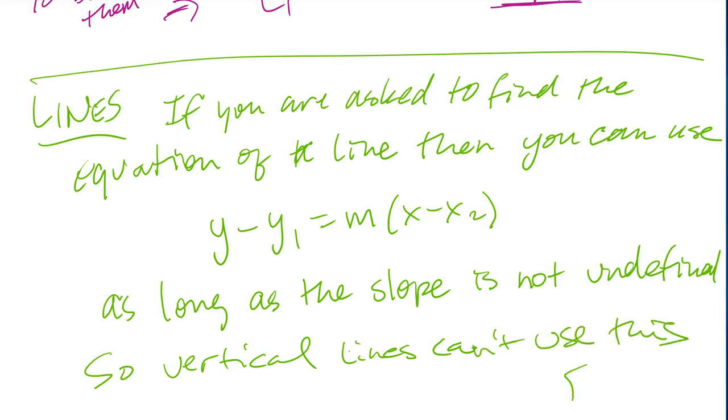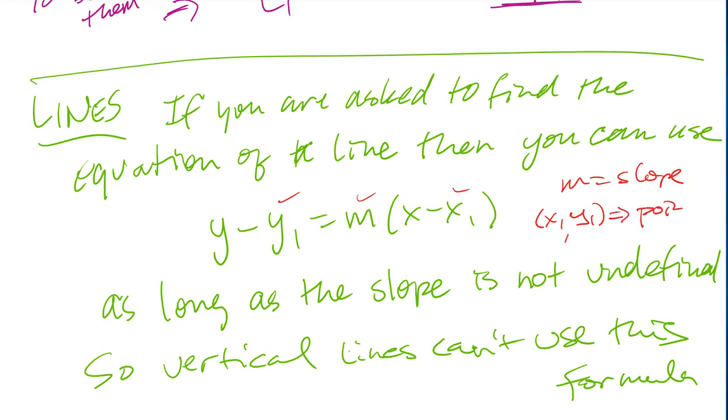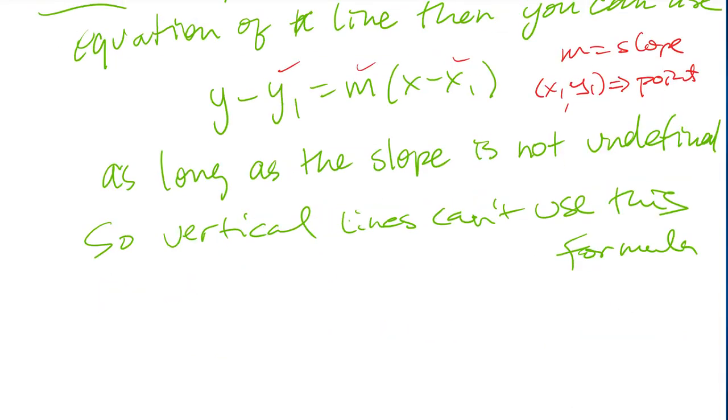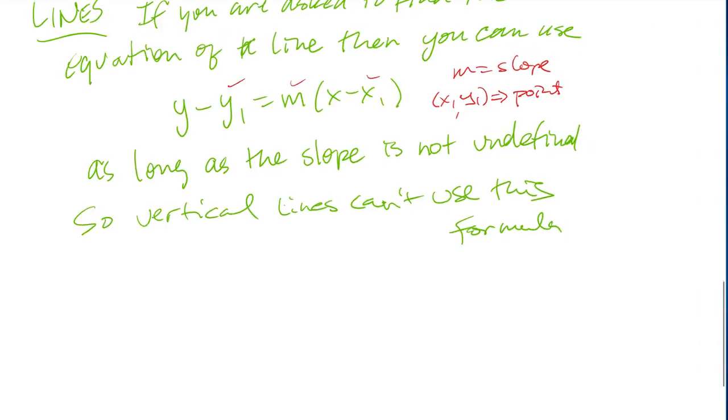Basically all you need for the equation of a line is the slope and one of the points. This is x1, not x2. So m will be the slope, of course, and then (x1, y1) is a point on the line. If you're given 2 points on the line, then you just find the slope from that, and that'll give you the m that you need.